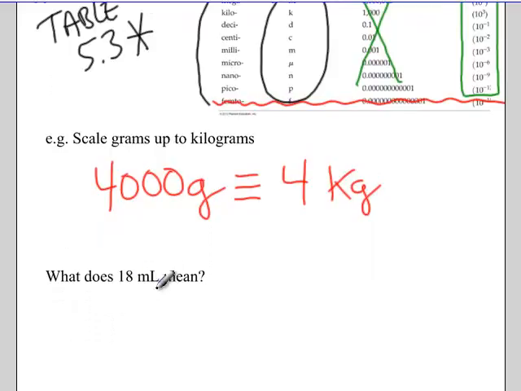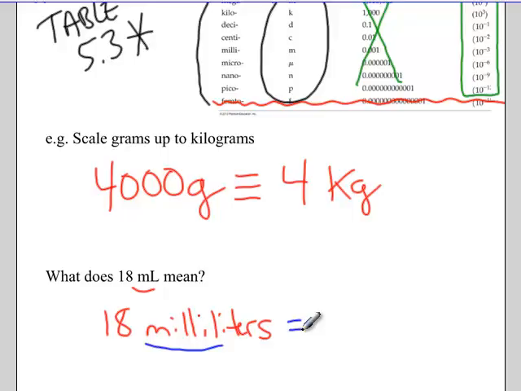Same sort of thing if we have a prefix lowercase m. Confusingly, M could stand for meter, but because it's in front of the L, which is liter, this M is milli. So 18 ml stands for 18 milliliters. And milli from the table is 10 to the negative third. So I can replace the lowercase m by putting in 10 to the negative third liters.